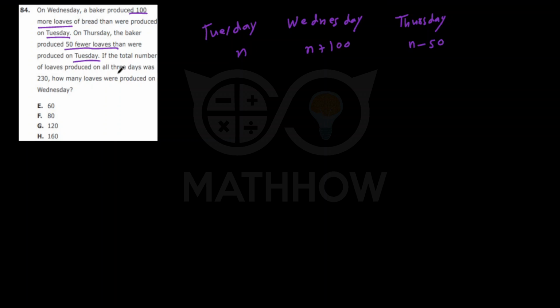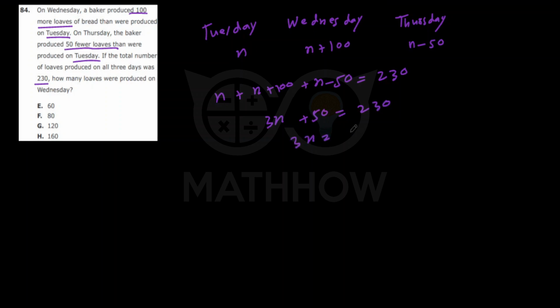The total number of loaves produced on all 3 days is 230. Adding all 3 days, n plus n plus 100 plus n minus 50 is equal to 230. The total number of loaves is 230. So that is why we added all of these: 1n, 2n, 3n, and 100 minus 50 will be 50, equals 230.